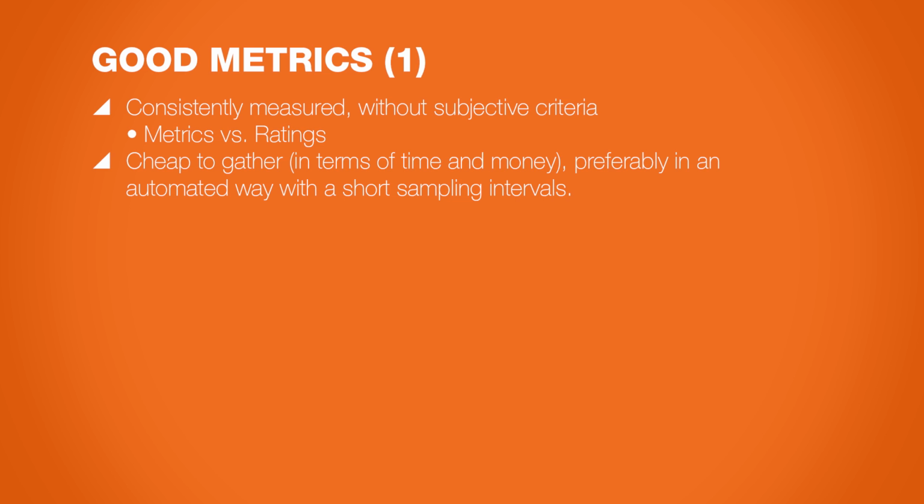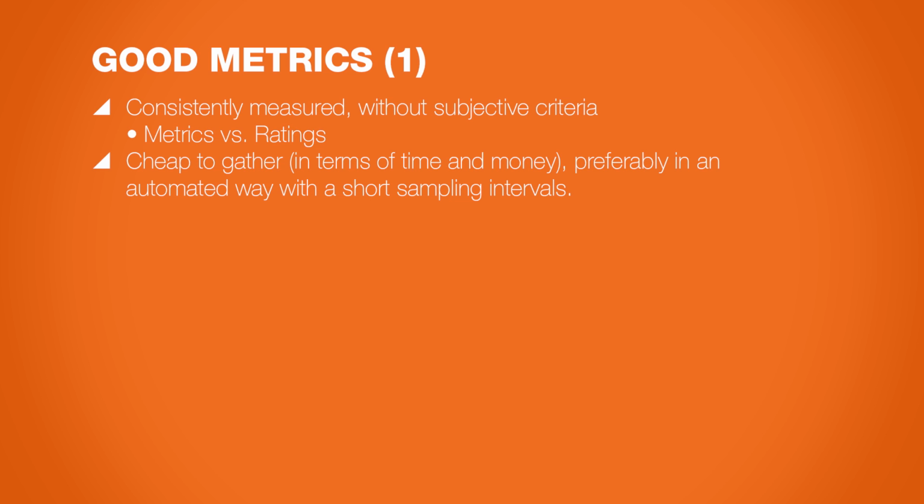What constitutes good metrics then? Good metrics should be consistently measured without subjective criteria. For example, metrics versus ratings. Ratings are subjective to human judgment, which are often not repeatable nor consistent.